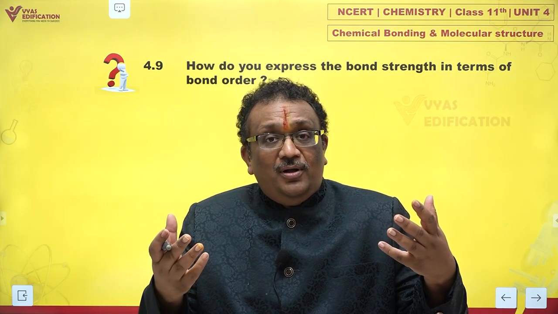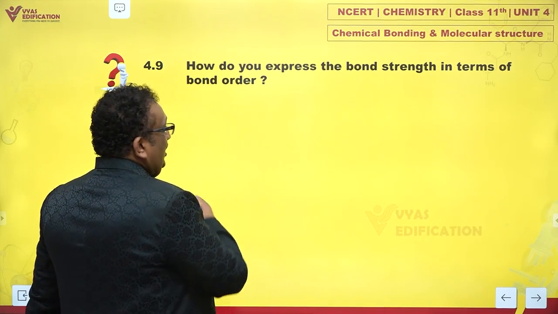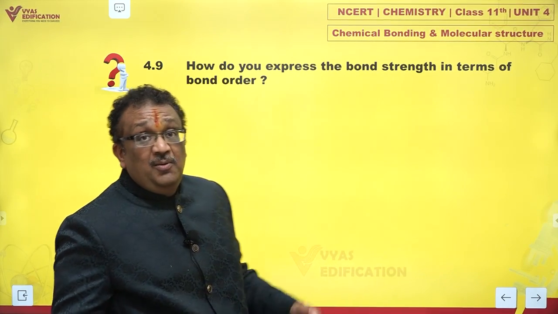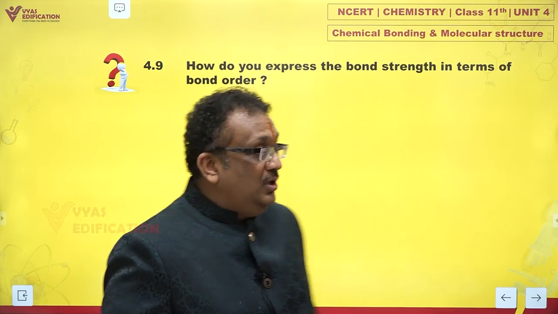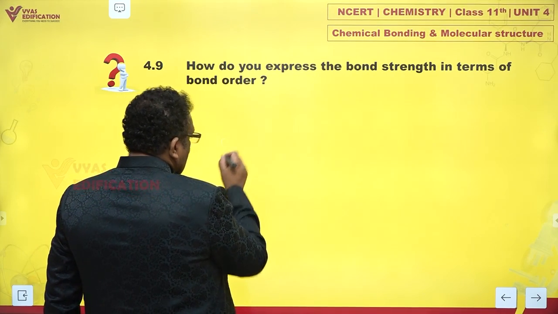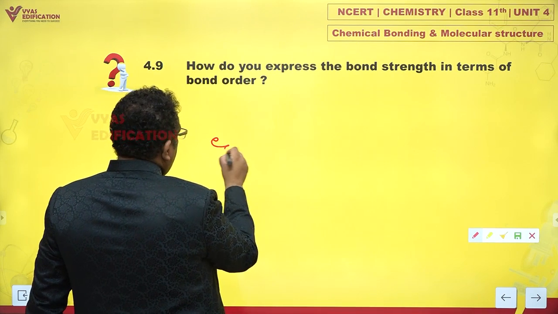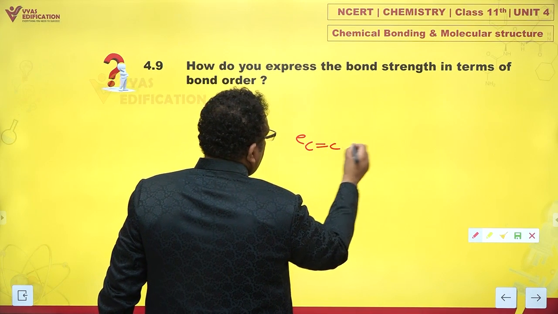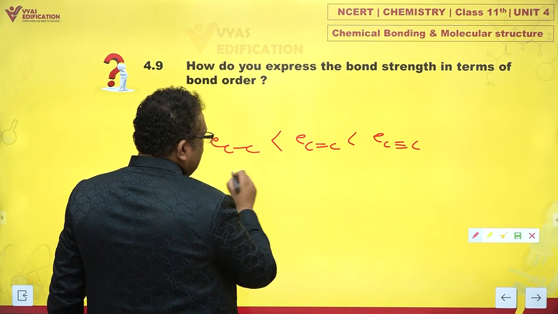Higher the bond order, greater is the bond strength. Very simple. Higher is the bond order, greater is the bond strength. Bond order increases, bond strength always increases. For example, you can give an example also. If you have C single bond C, C double bond C, C triple bond C, bond strength increases.